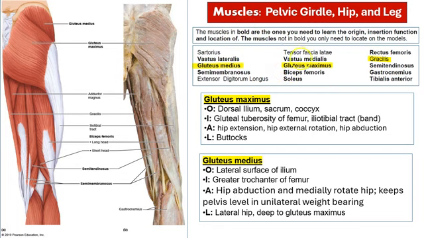And the ones that are going to be in bold, we need to learn the origin, the insertion, the function, and location of. So, for example, like gluteus maximus and gluteus medius, we have the origin, insertion, action, which is also the function, interchangeable, and also the location of these different muscles. The ones that are not bolded, we just need to know the location of. Let's go ahead and get started with the gluteus medius, gluteus maximus, and gracilis.